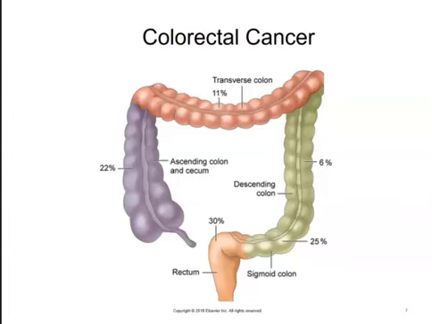Then moving on to colorectal cancer. So this image here is referring, like the percentages here are referring to the incidence of cancer in relation to the colorectal anatomy. So it kind of breaks it down so that you can see where it's more prevalent. So the highest here is going to be 30%, which is a rectal cancer. And you can see the numbers throughout.